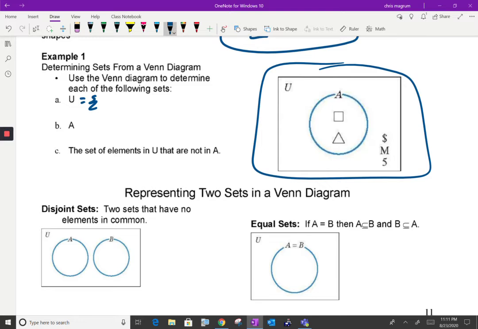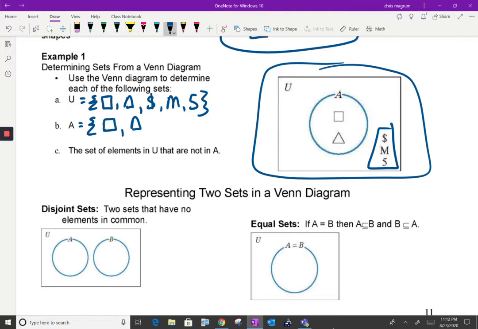We have a square and a rectangle. So there we go. There's a square, then I said a rectangle, triangle. Good thing I'm teaching geometry this year. I can remember my shapes better now. And then on the outside here, we have a $ sign, an M, and a 5. So in our universal set, there's everything that's in the big rectangle, which are those 5 items. Okay, and then within just specifically set A, we have our square and our triangle.